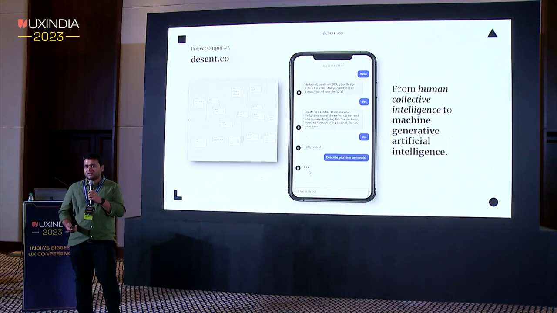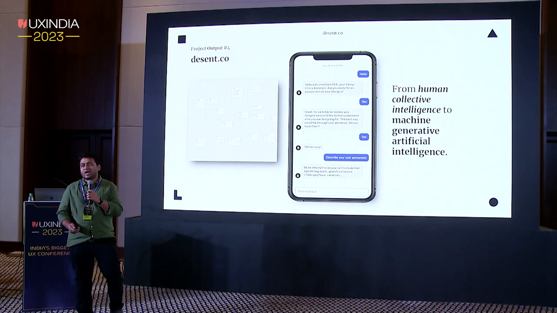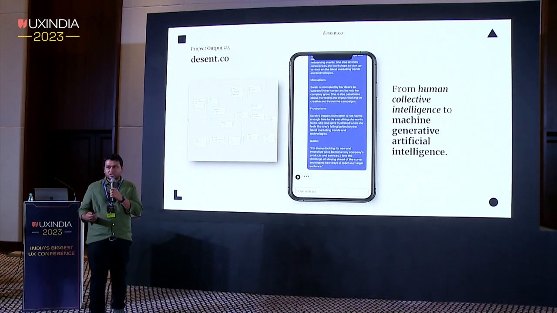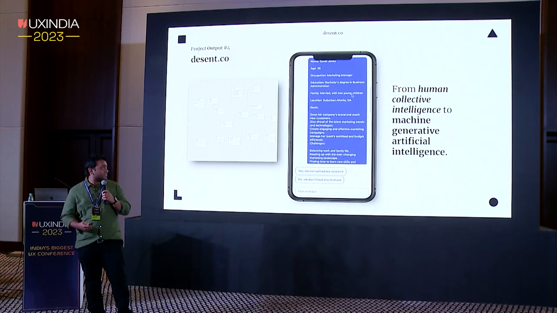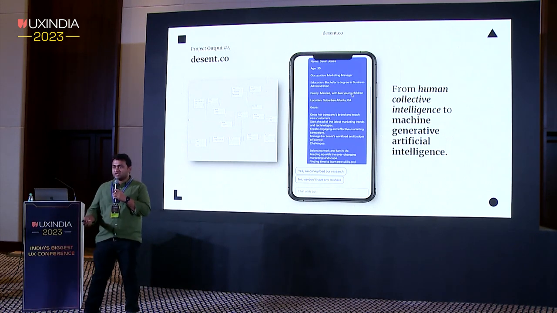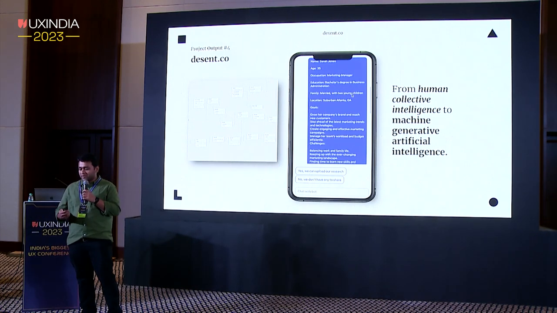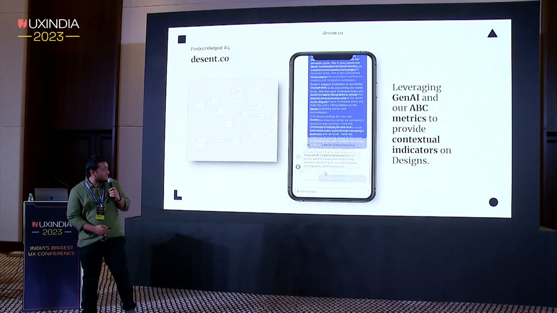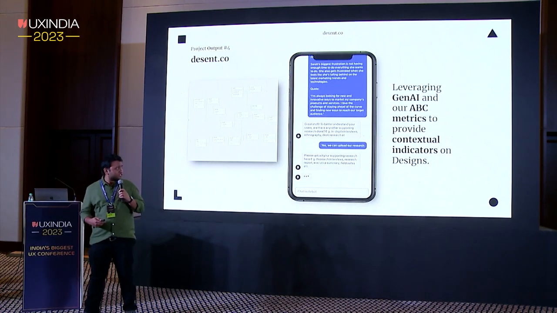So we start by asking you more about your user, right? Do you have a user persona? Can you give us more information about who you're developing for? And then give us more context based on research you've done on where you're developing this for. And then provide contextual indicators, right?